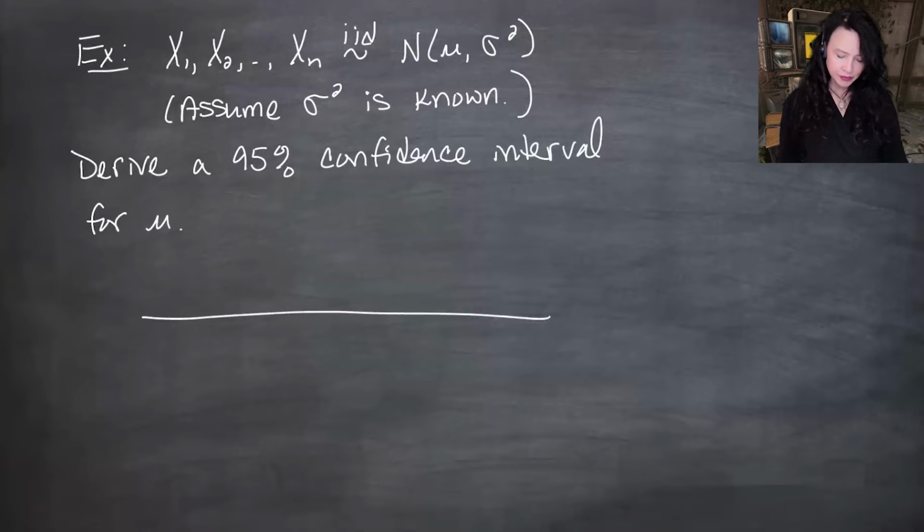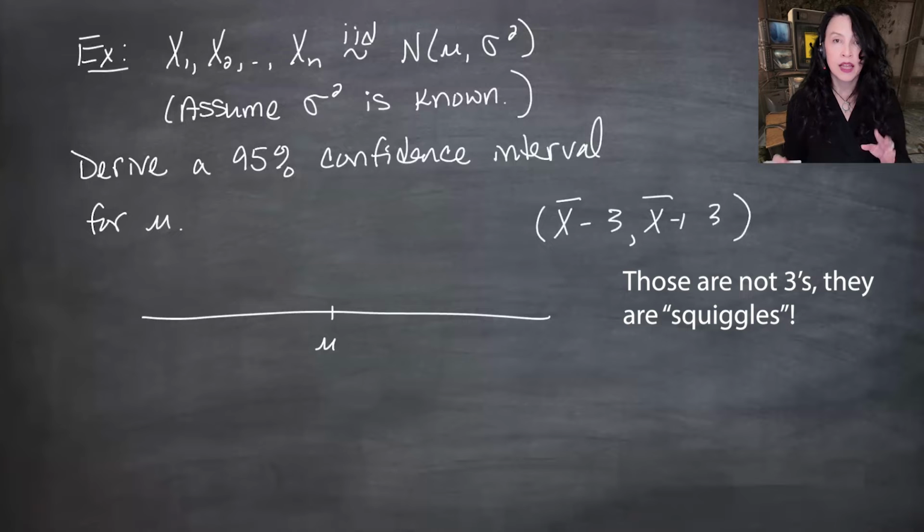Here's a number line, and here's the true mean, except we don't get to see it. We don't know where it is because it's unknown to us. We are going to come up with some interval that has random endpoints, like maybe something like x bar minus something and x bar plus something. It's going to be an interval with random endpoints. Once someone gets the data, there's no more randomness.